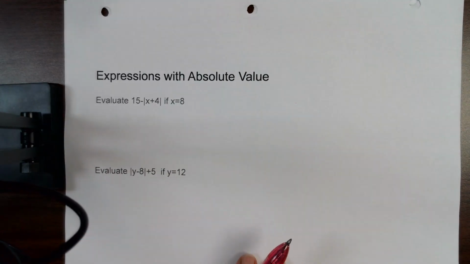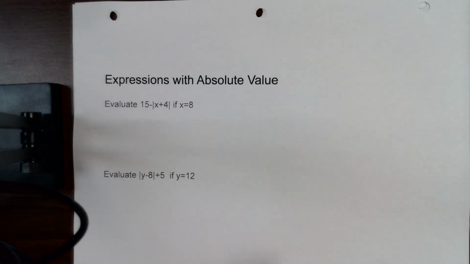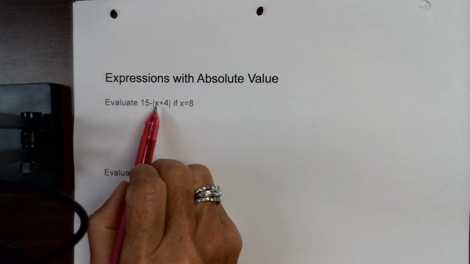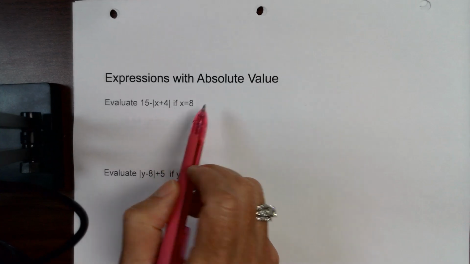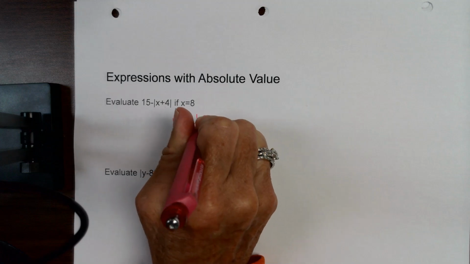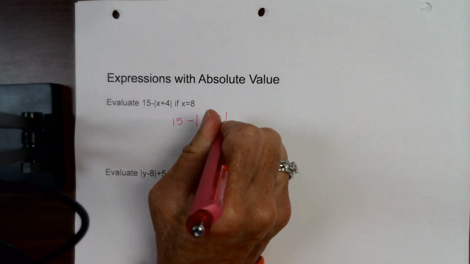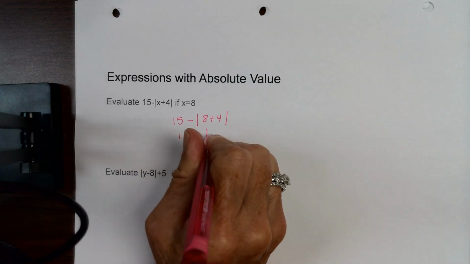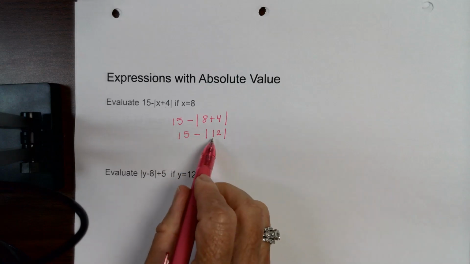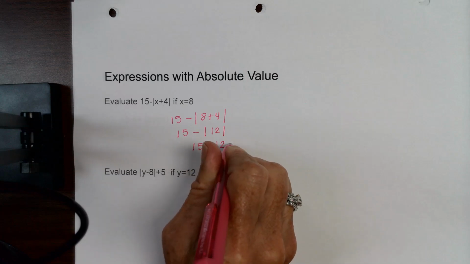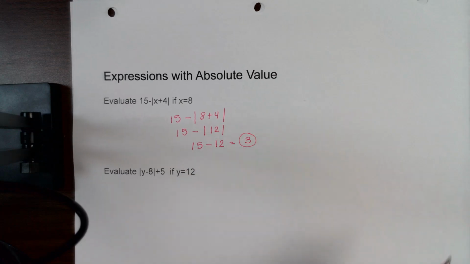They're going to take the absolute value and they're going to put it in algebraic expressions, and they're going to have you substitute a number for it. So here you're saying evaluate 15 minus the absolute value of x plus 4, and then they're telling you x is equal to 8. So I'm going to plug this in. I have 15 minus the absolute value of 8 plus 4, and I know that 8 plus 4 is 12, so I have 15 minus the absolute value of 12. The absolute value of 12 is 12, because 12 is 12 units away from 0. So I'm going to get an answer of 3 here.